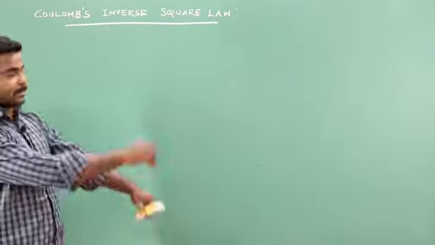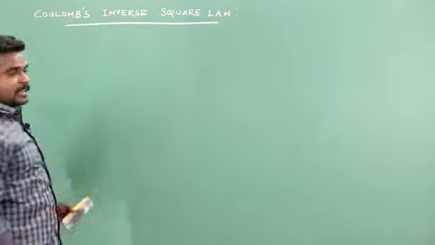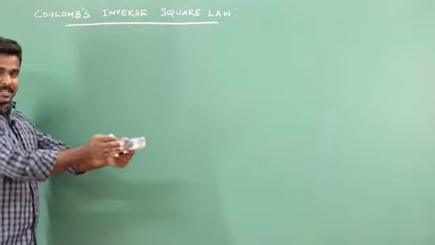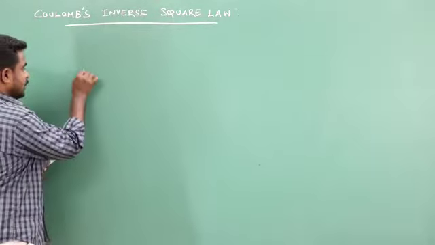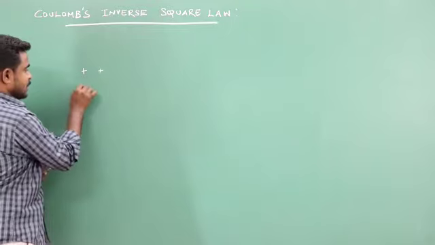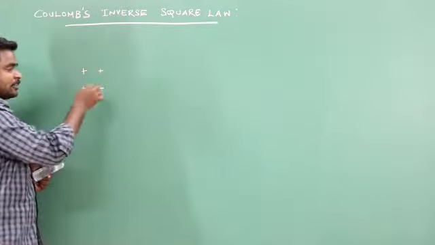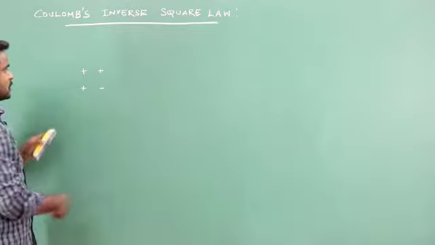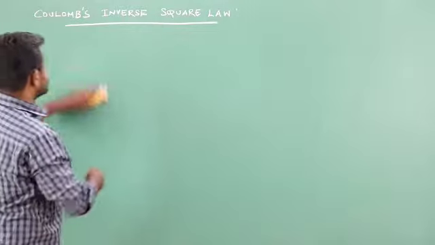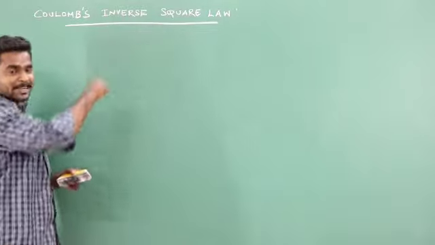Today we will discuss the topic Coulomb's inverse square law. Already we have discussed the first lesson: the force between two charges, either positive and positive, or positive and negative charges. Here it is the repulsive force, here it is the attractive force. So now moving to Coulomb's inverse square law of magnetism.